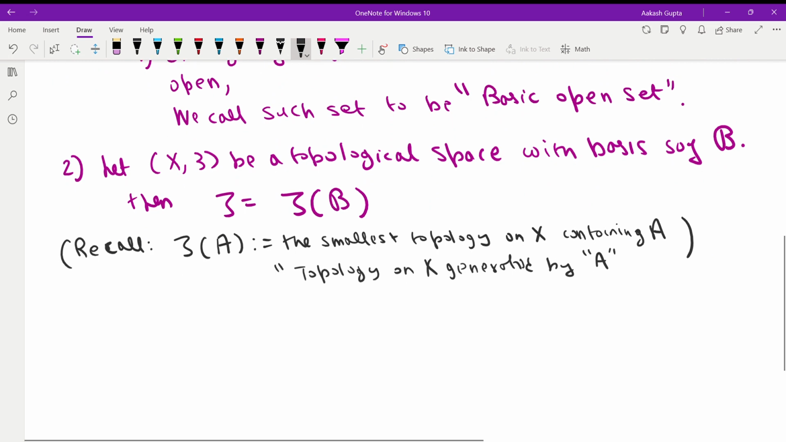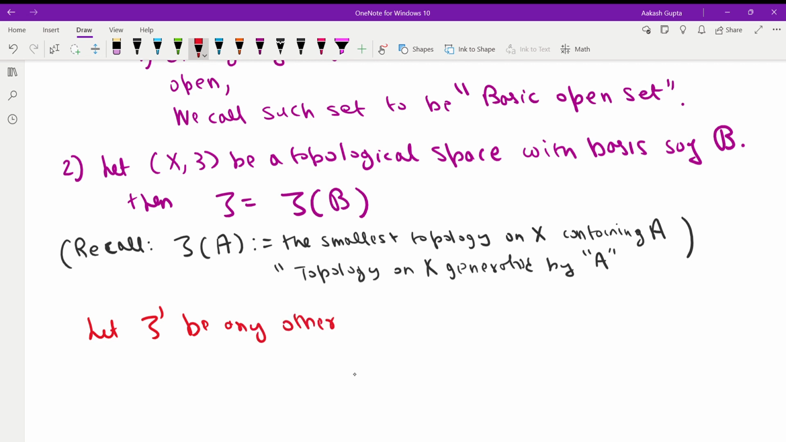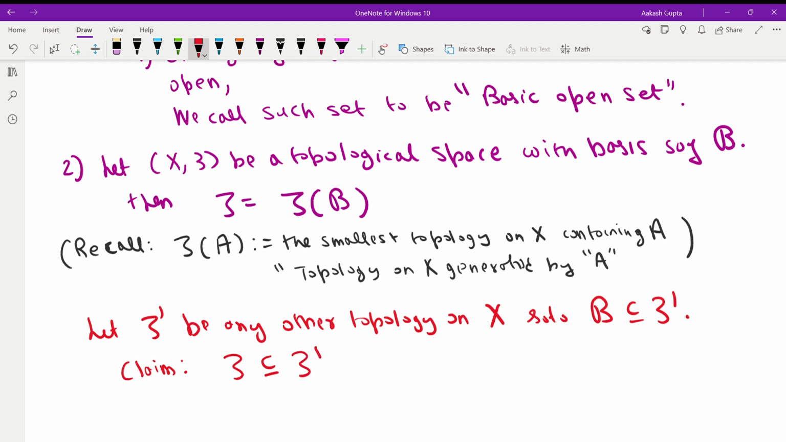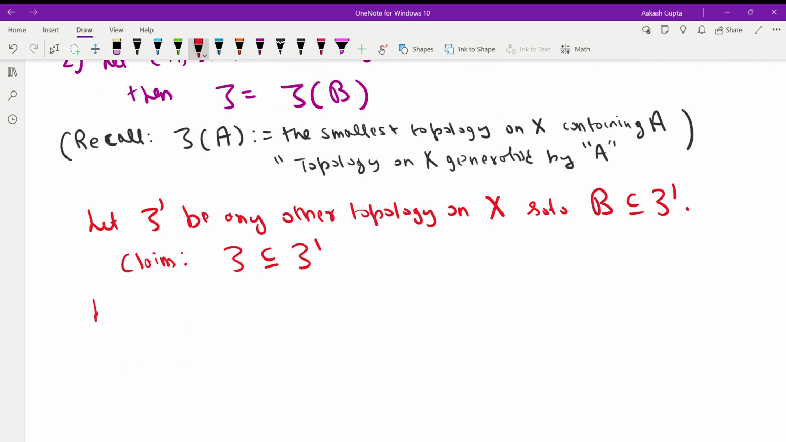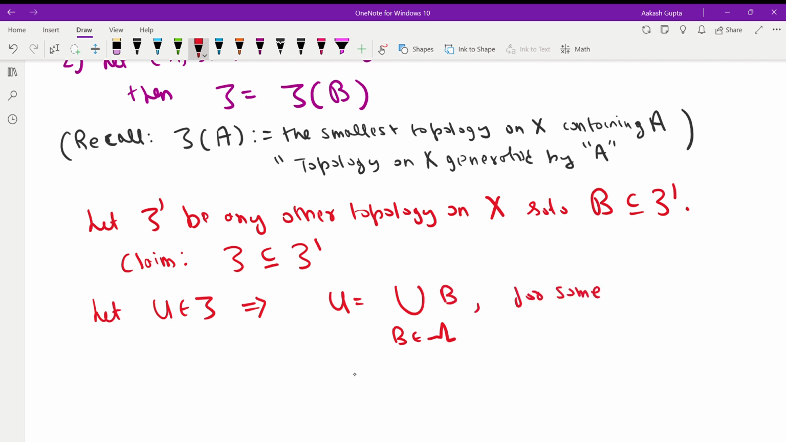Okay, so let us see why. What is the claim here? The claim is that tau would be the smallest topology which contains script B. So let tau prime be any other topology on X, of course, such that script B is contained in tau prime. Now what we have to show is that tau is contained in tau prime. Let us see why. Let us take any open set U belonging to tau. What does it mean? U is equal to the union of B over B in script lambda, for some script lambda contained inside script B. Why? Because script B is a basis for tau.